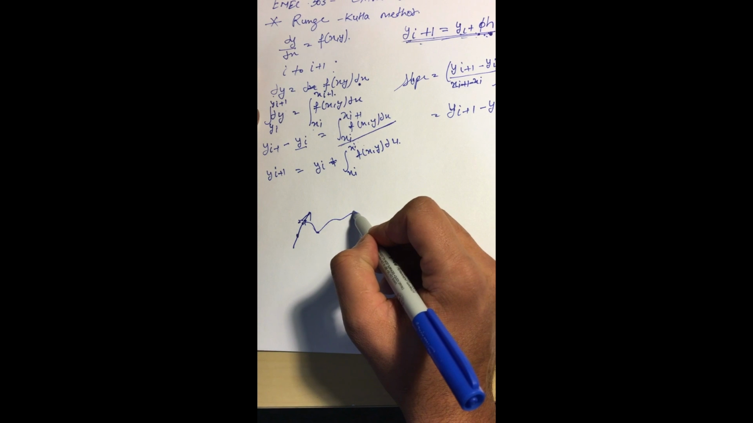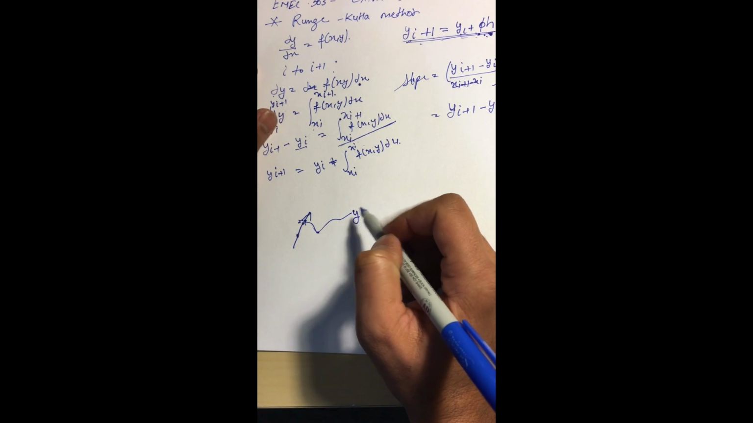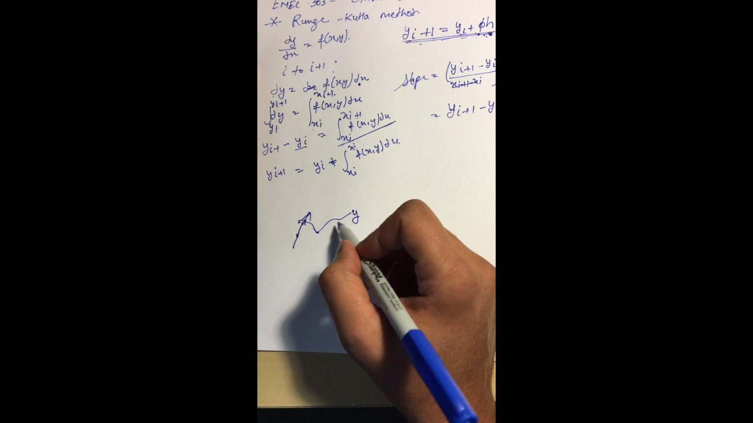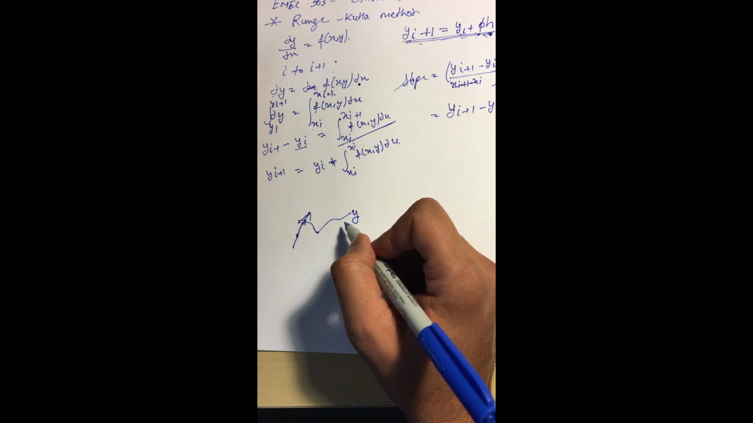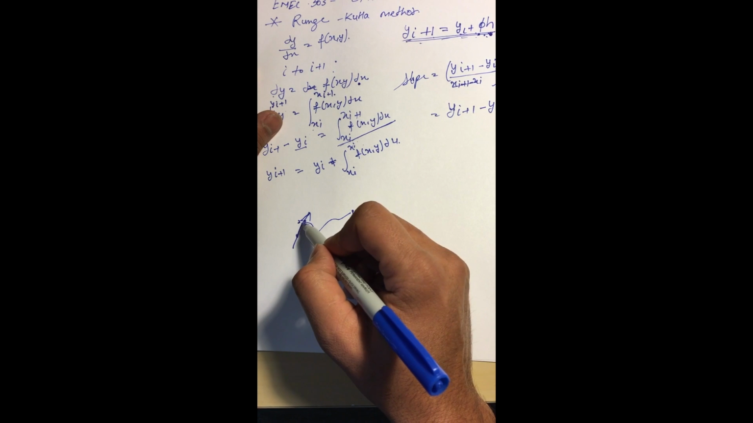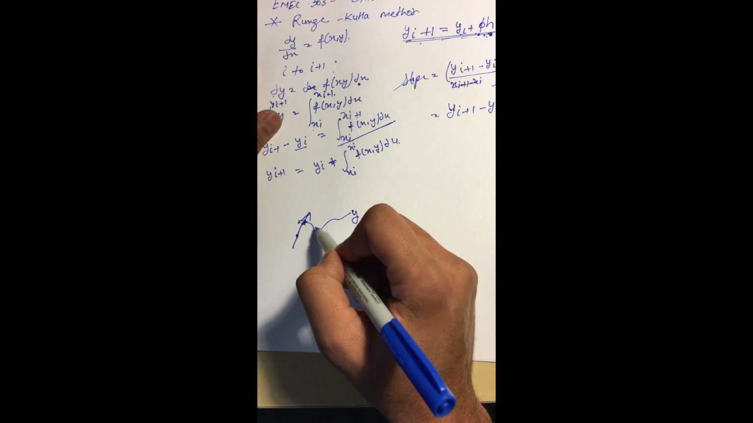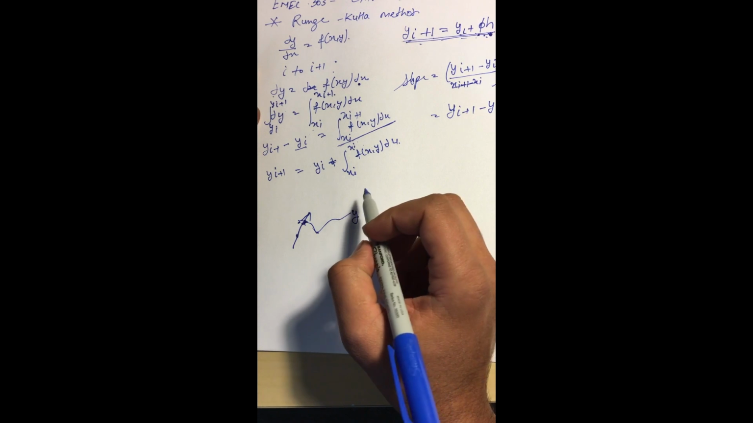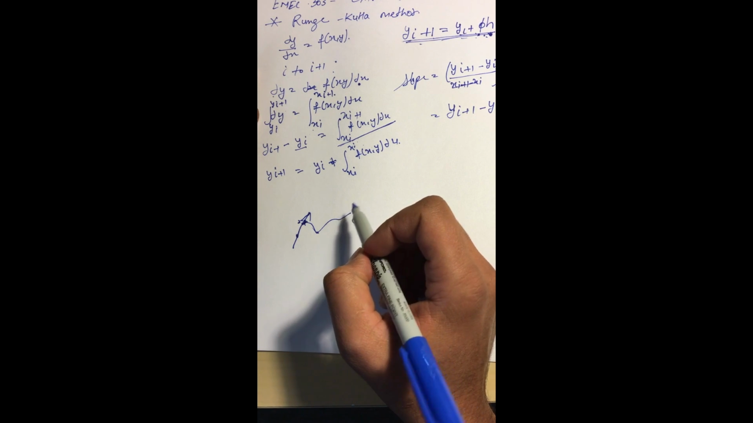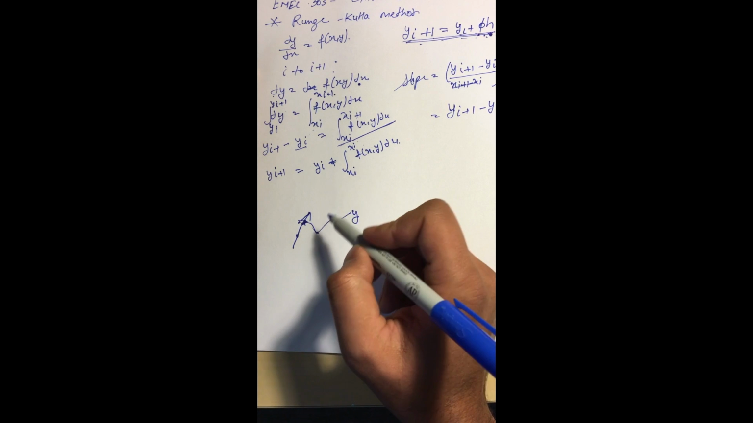So this is our y function, and that's what we are trying to figure out, because we don't have our actual y function. So this is our pretty good guess at y. That's the idea behind the whole Runge-Kutta method: taking a slope and moving along that slope.